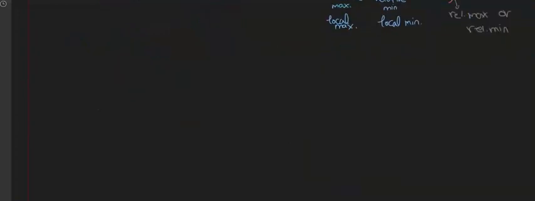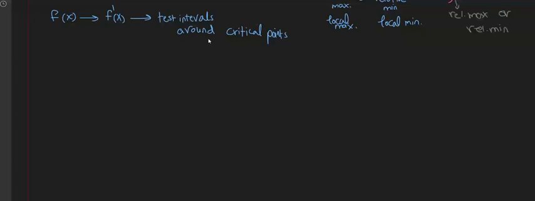So based on this discussion, let's conclude the following, which tells us a lot, of course. So if we know the f of x in general, how can we analyze it? If we are given the f of x, we will get its derivative, f dash, and then we will test intervals around critical points. What are the critical points?